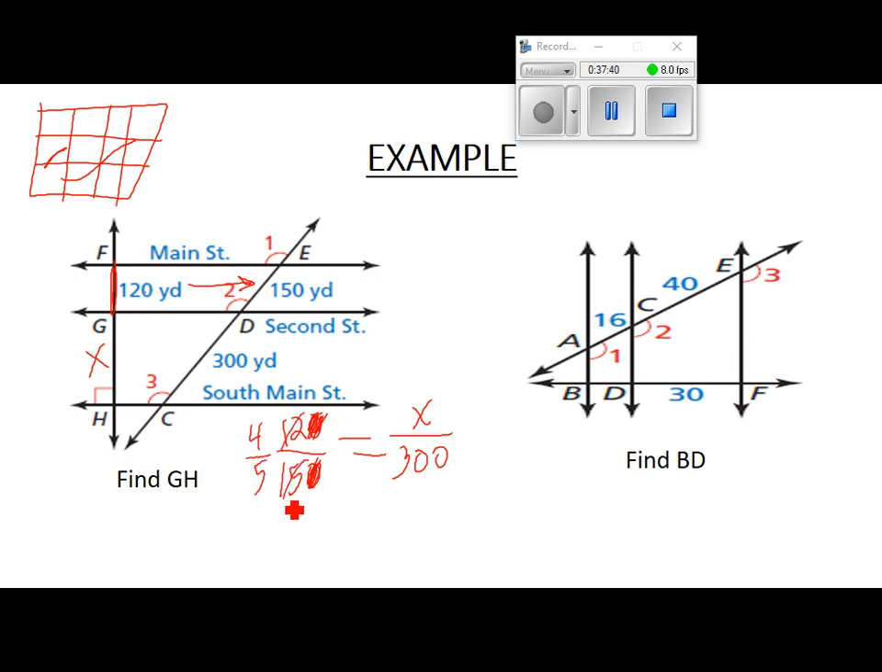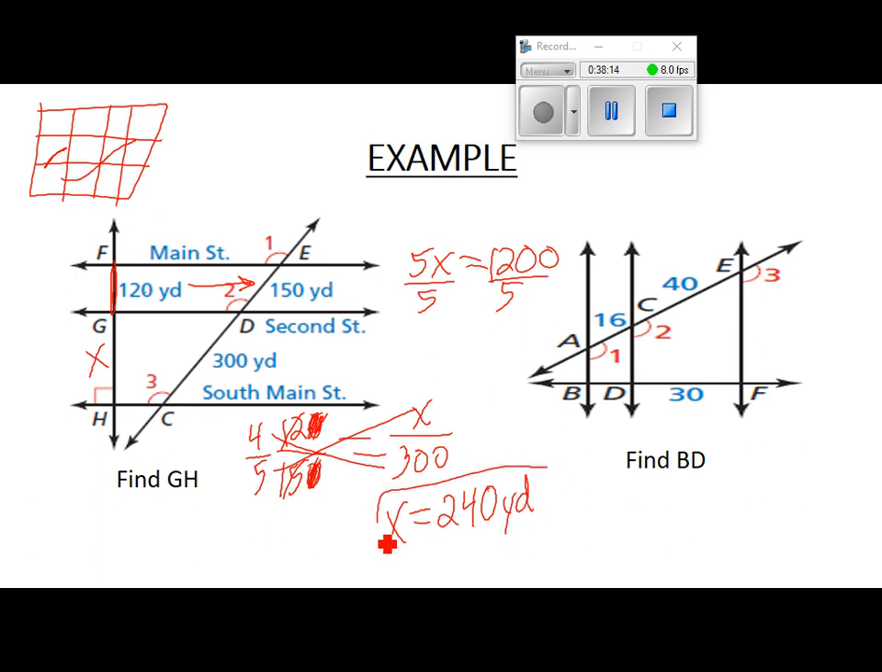Yes. Now when we cross multiply, what do you get going that direction? 5x. That's pretty easy. What do you get when you go the other way? 1200. Now what do you have to do? Divide by 5. 240. That's what I got. 1,200 divided by 5, that's what you guys told me. I got 240. Is that what we're going with? Yeah. 240 yards.